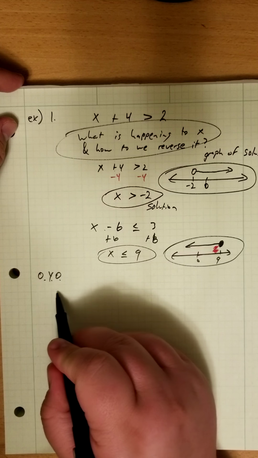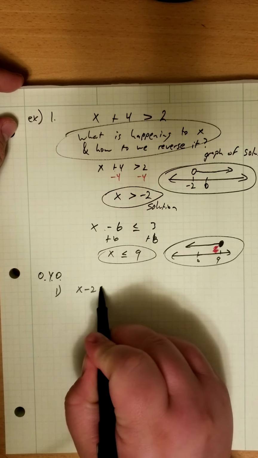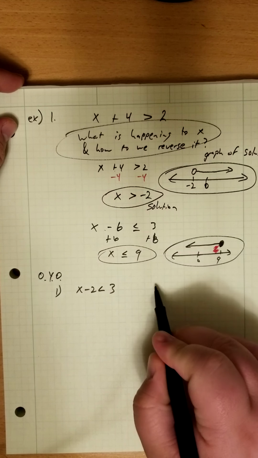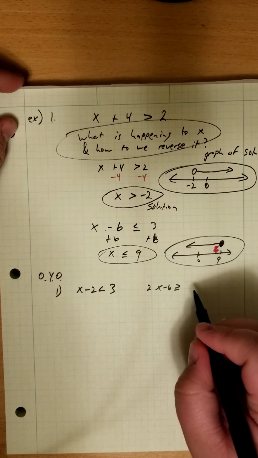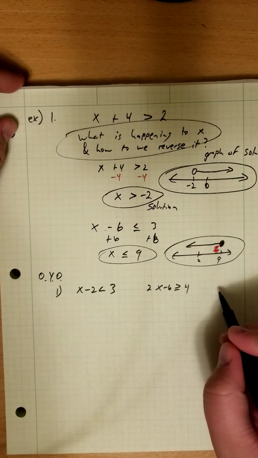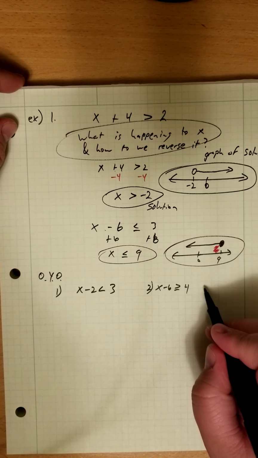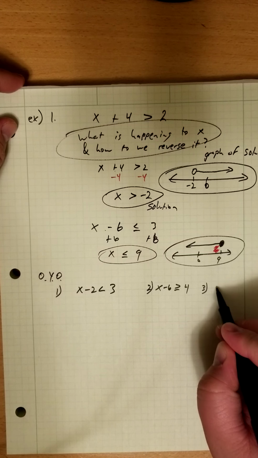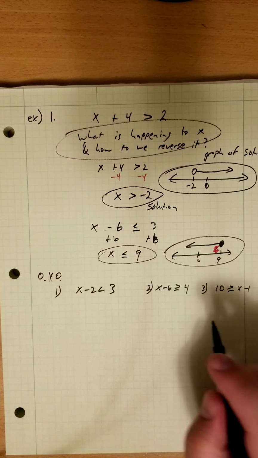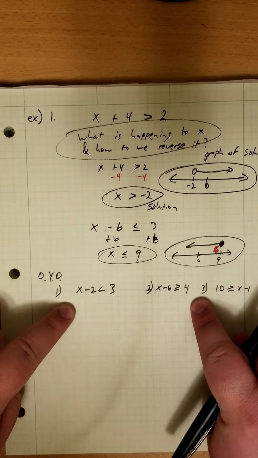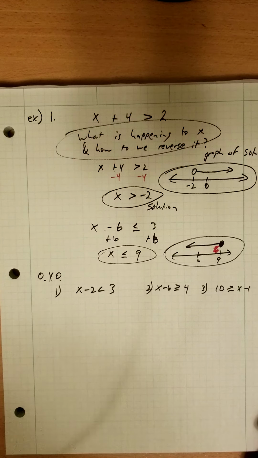We've got number 1. X minus 2 is less than 3. Number 2. X minus 6 greater than or equal to 4. And number 3, 10 greater than or equal to x minus 1. Go ahead and pause your video and do these 3 problems, please.